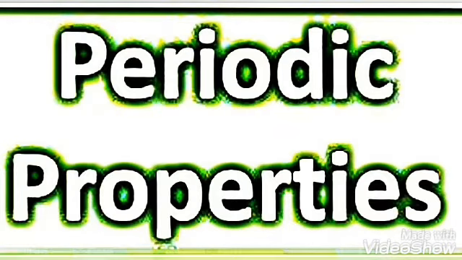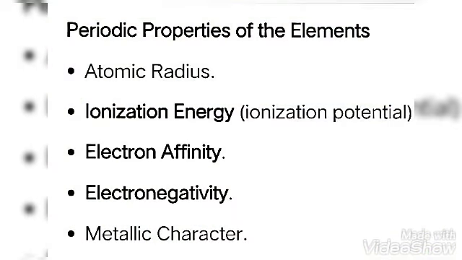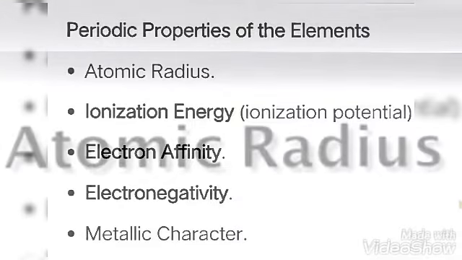Periodic properties of elements. In the modern periodic table, those properties which show a regular gradation with the increase of atomic number are called periodic properties. Some periodic properties are atomic radius, ionization energy, electron affinity, electronegativity, and metallic character.